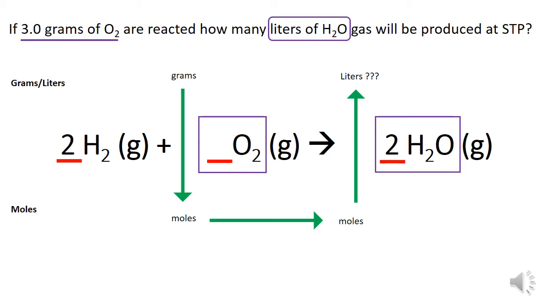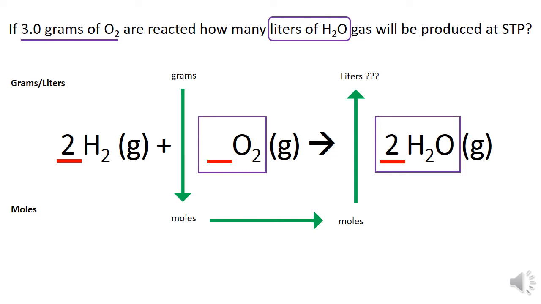So taking a look at an example problem just to map it out as a reminder. Our example says, if 3 grams of oxygen are reacted, how many liters of water will be produced at STP, standard temperature and pressure? Looking at our question, we can identify that we're given 3 grams of oxygen and we're looking for liters of water. So to set up our mapping, the first thing I like to do is box the chemicals that I'm going to be using. So I'm using oxygen and water.